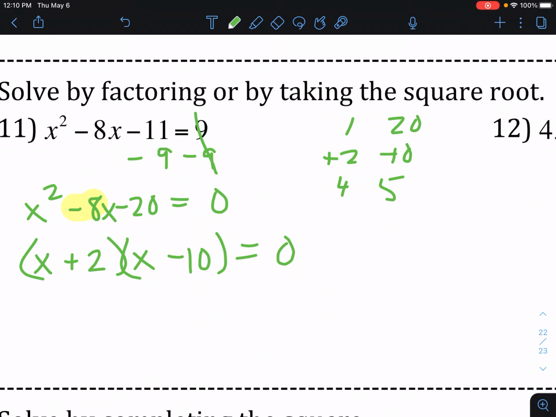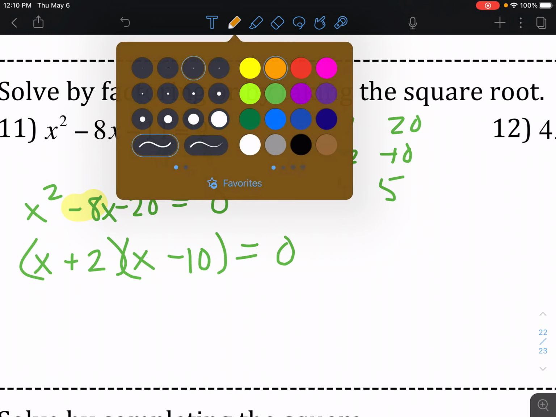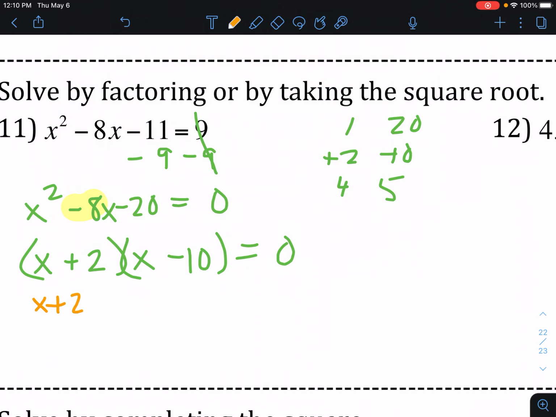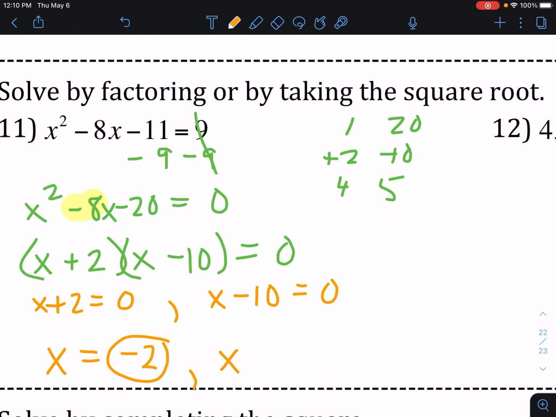Now, you need to go another step further. You need to tell me what x is equal to. Don't stop here. Remember, you just do your two little mini equations. Set them each up equal to 0, and then you solve them. You'd have negative 2, and the second one you would add 10 to get 10. There are your two answers.